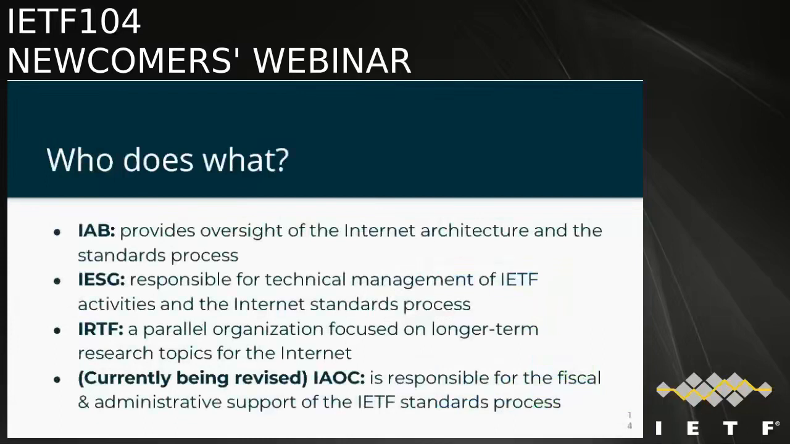So this slide provides an overview of some of these organizations. IAB, that's the Internet Architecture Board. As it suggests, it provides oversight of the Internet architecture and the standards processes. Then we have IESG, the Internet Engineering Steering Group. It is responsible for the technical management of IETF activities, including the final approval of specifications as Internet standards.